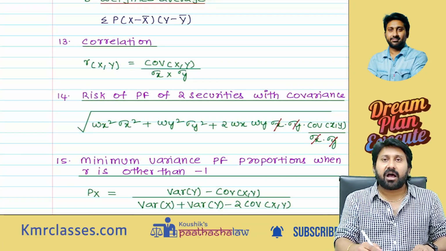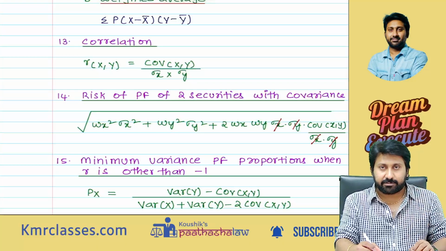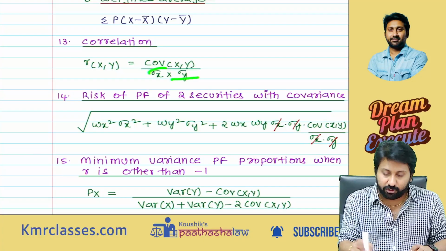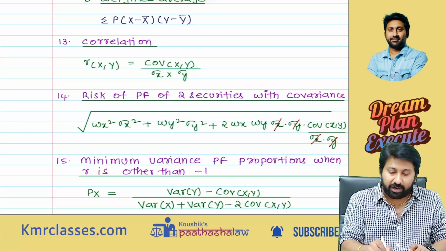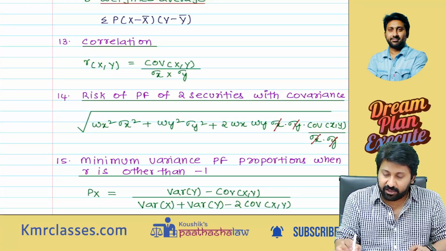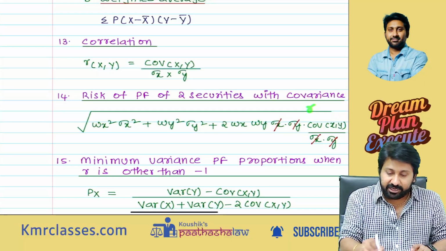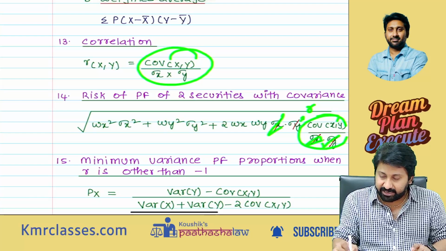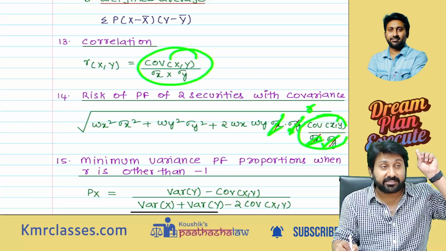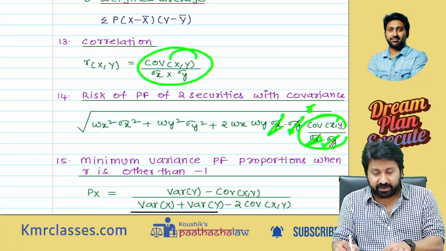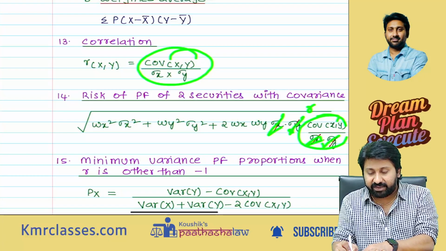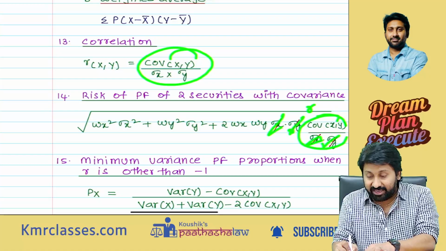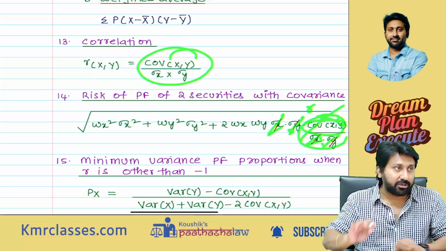Correlation, R, means correlation of xy equal to covariance of xy divided by sigma x into sigma y. So therefore, in the final formula, instead of Rxy I can write covariance of xy divided by sigma x sigma y; sigma x sigma y cancel. So risk of two securities can be written as Wx squared sigma x squared plus Wy squared sigma y squared plus 2 Wx Wy sigma x sigma y Rxy, like that you can write, or 2 Wx Wy directly covariance of xy. This also you can do.